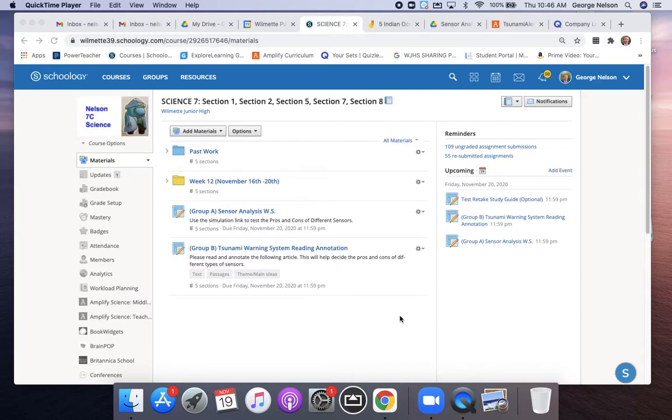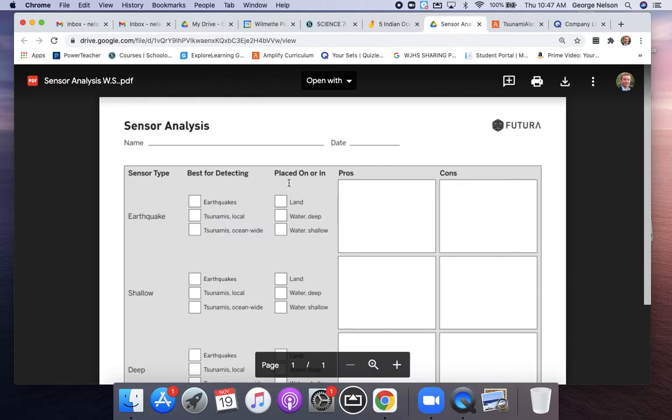For students working from home who cannot be in school or will be missing the day, we work on the sensor analysis worksheet. One day we're working, when you're out of school, is an asynchronous lesson with the tsunami warning system worksheet. And then we also have the sensor analysis worksheet. That's going to look like this.